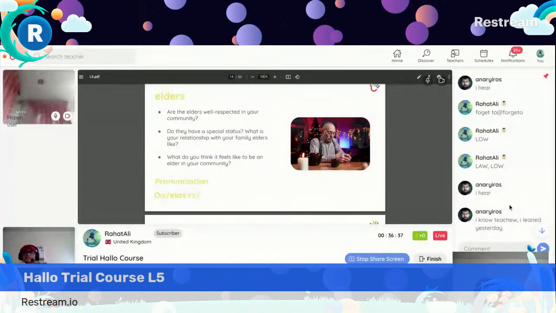Okay. And Iris has written, I know teacher, I learned yesterday. That's great. Now, elders. Are the elders well respected in your community? This is a question for you. Yeah, the elders are well respected in my community. That's very good. Usually people will take care of their own parents, because they will live with their son or daughter's family.